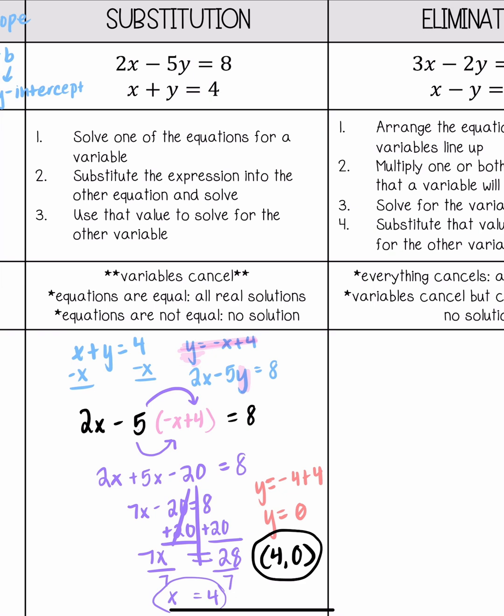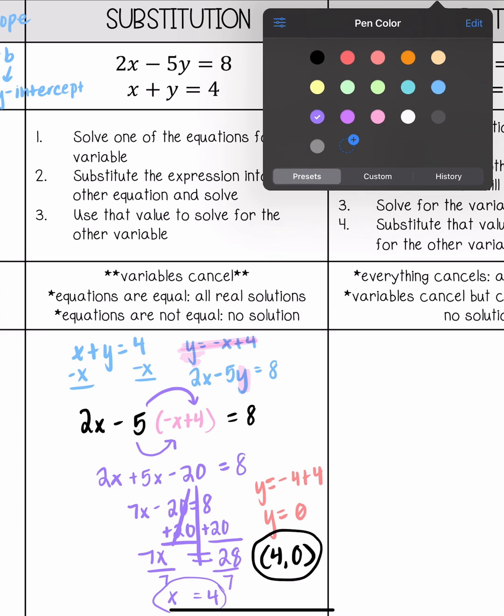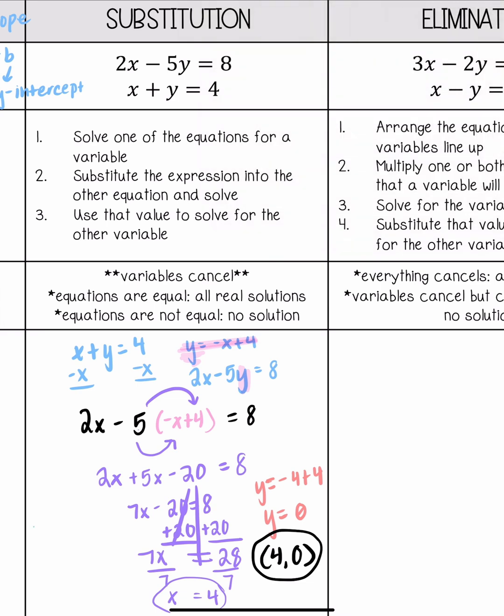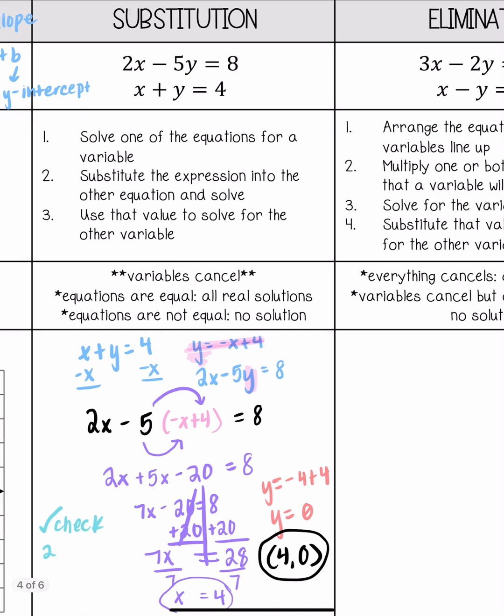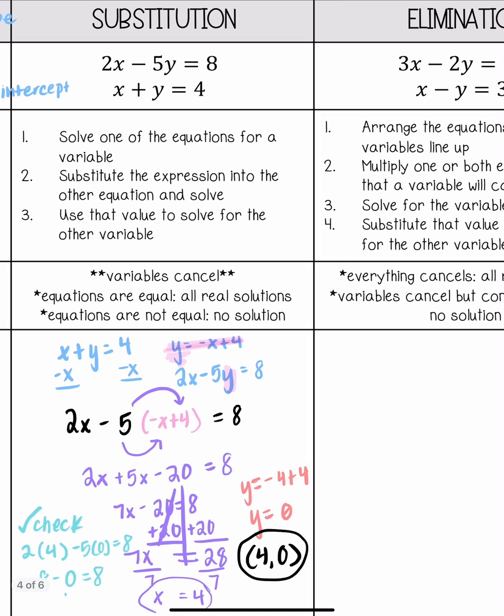And so now I can plug this in to the second equation to double check my answer. I'm just going to write it over here for room. So you'd have 2 times x, which we said was 4, minus 5 times 0, which is equal to 8. So 2 times 4 is 8. Negative 5 times 0 is 0. 8 minus 0 is 8, which is equal to 8. So therefore we can verify our solution is true.